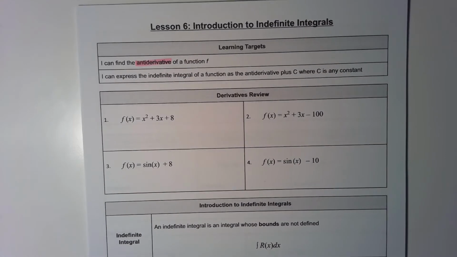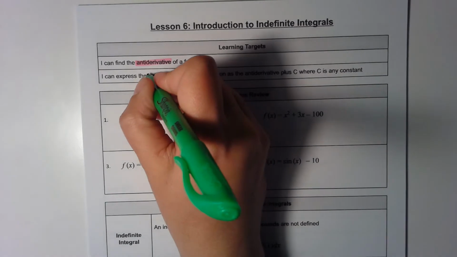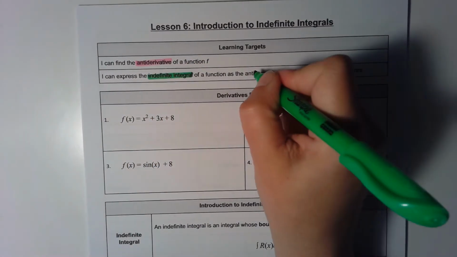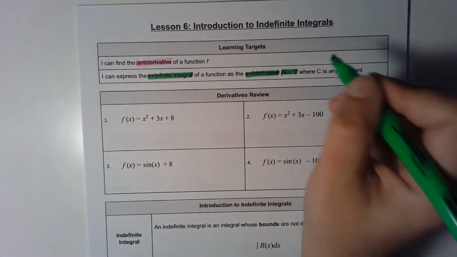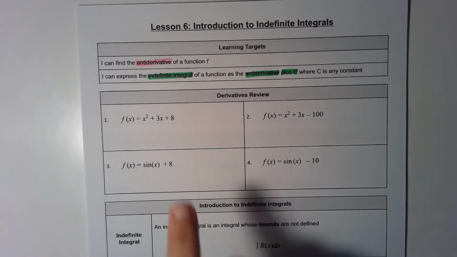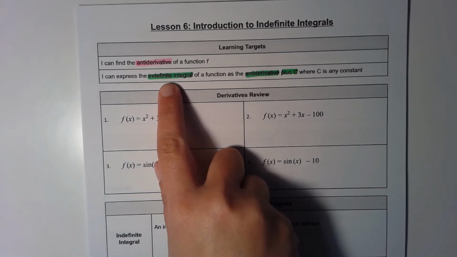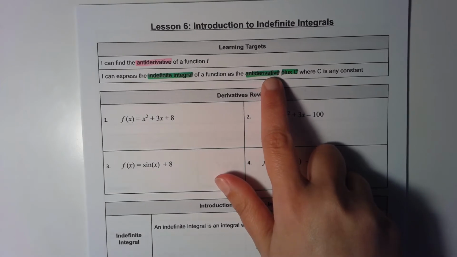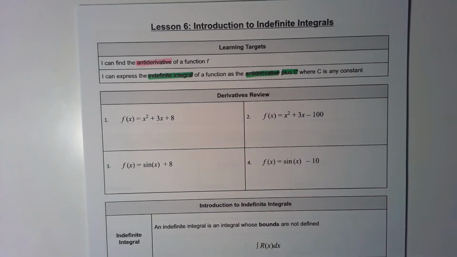The second learning target is I can express the indefinite integral of a function as the antiderivative plus c, where c could be any constant. So we're going to learn about indefinite integrals. We're going to use antiderivatives to do that because an indefinite integral can be expressed as an antiderivative plus c. So antiderivatives are the tool that we use to find an indefinite integral.